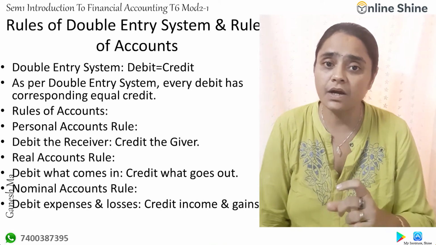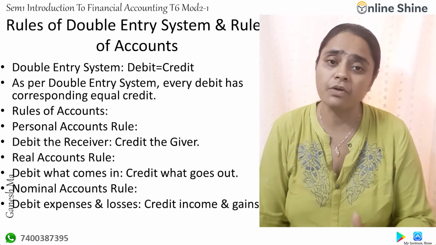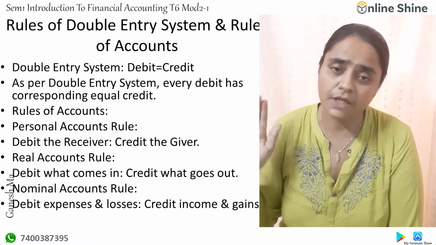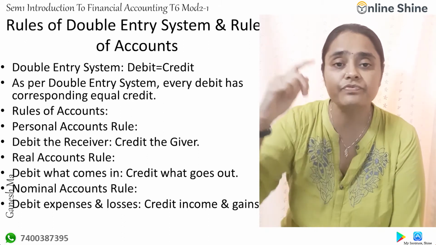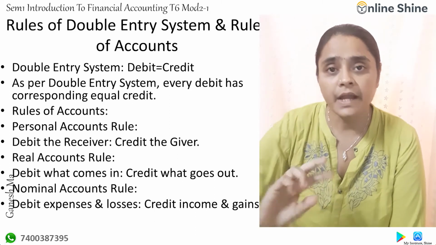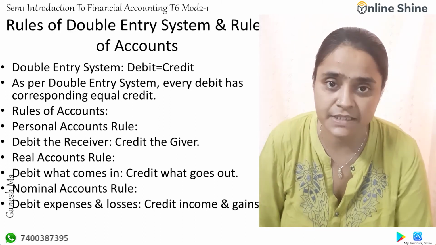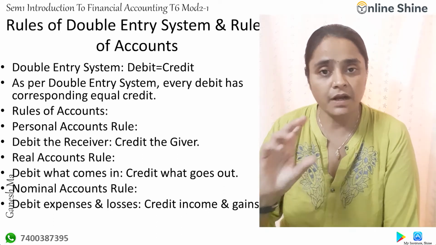Rule for the real account is debit what comes in, credit what goes out. And rule for the nominal account is debit all expenses and losses and credit all income and gain. These are the three fundamental rules of the three accounts: personal account, real account and nominal account, which you have to always keep in mind, and accordingly you have to give effect in your transactions or in your journal entry. So with this we will end the accounting cycle.